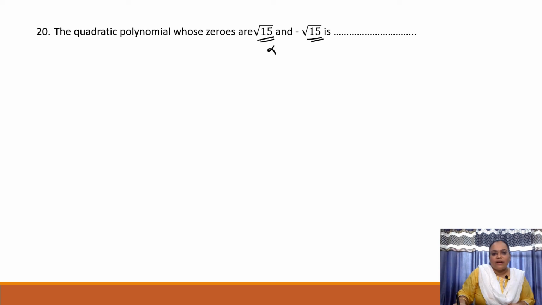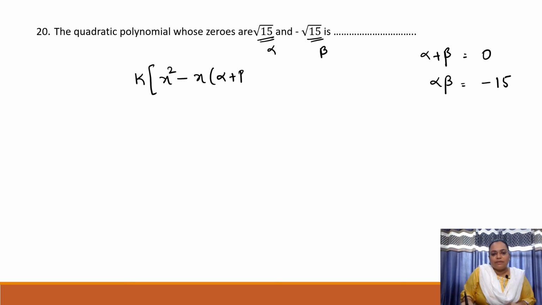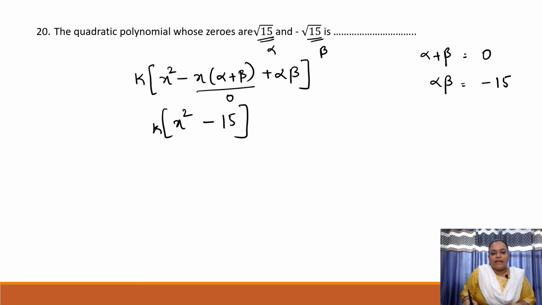This is also of the same type, right? Let us take it as alpha and beta. What is alpha plus beta? If you add it, this will be 0 and alpha beta is minus 15. If you want to find a quadratic polynomial, it is x square minus x of alpha plus beta plus alpha beta. Yes, that is x square. This will be 0 minus alpha beta is 15. So the required quadratic polynomial is x square minus 15.